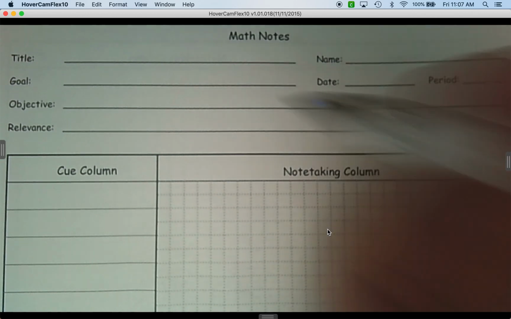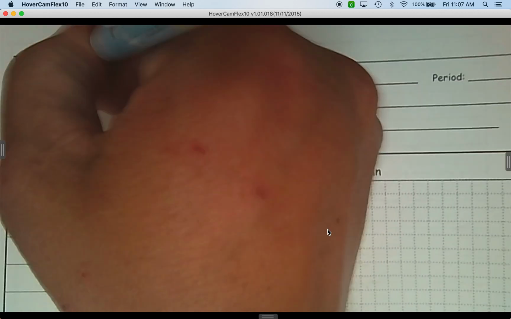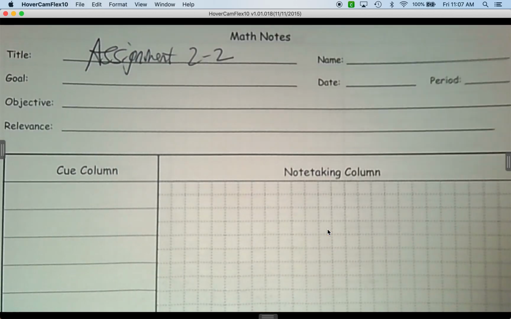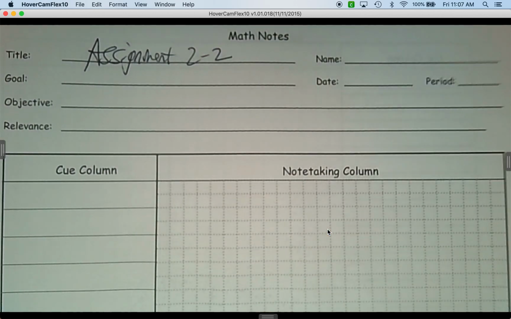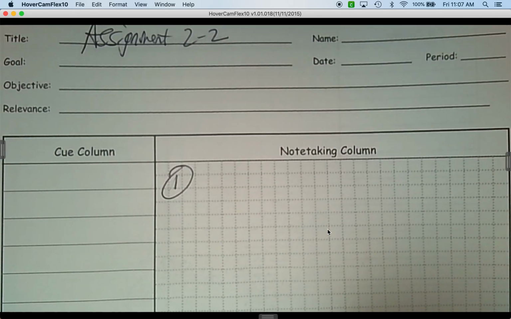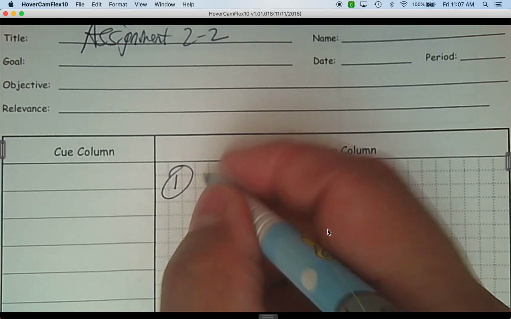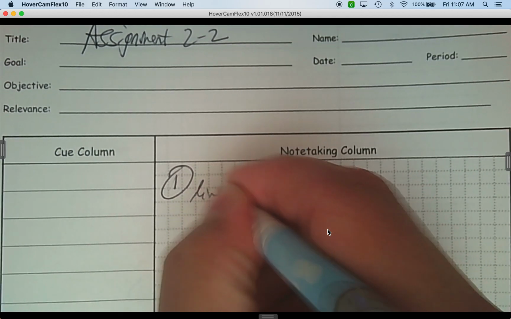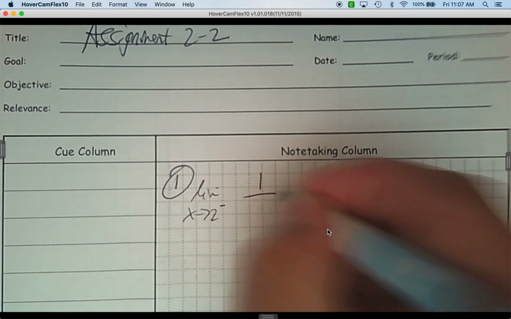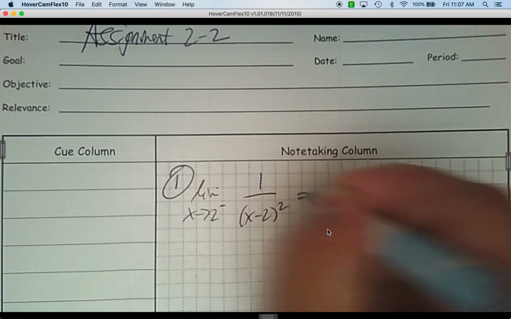So here is your assignment 2-2, the ballerina assignment. You can put down your name and so on there. Let's start with number 1. It says use the graphs to find these limits and then answer infinity or negative infinity. For number 1, I'm just going to write this limit like this: the limit as x approaches 2 from the left of 1 over (x minus 2) squared.